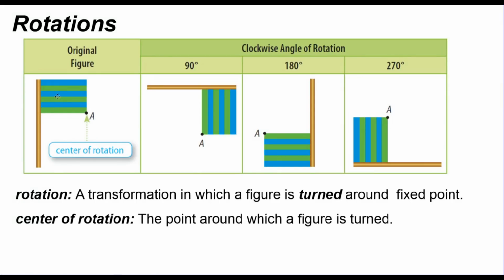So if you see in this picture, we have this flag. And when you rotate something, it rotates around a point, and that point is called the center of rotation, the point around which a shape is rotated. So if you can imagine putting your finger right here on this point A and then rotating that, where your finger is called the center of rotation. So we're going to talk about different types of rotations. We're going to talk about 90 degree, 180 degree, and 270 degree rotations, both clockwise and counterclockwise rotations.